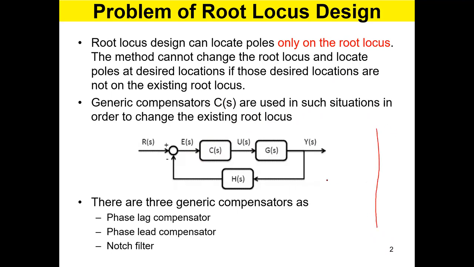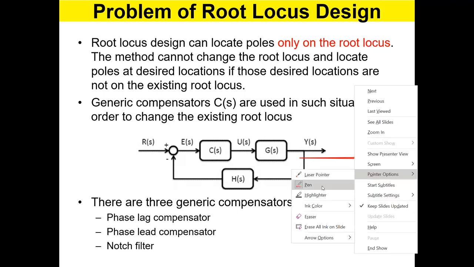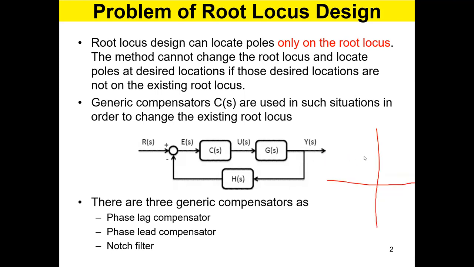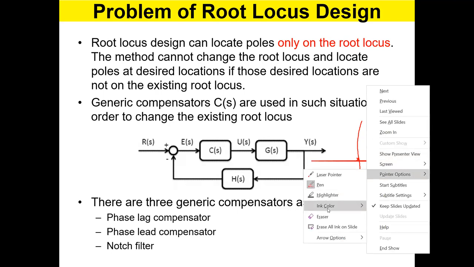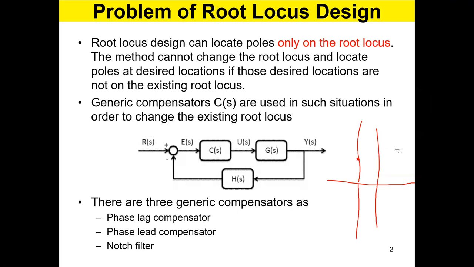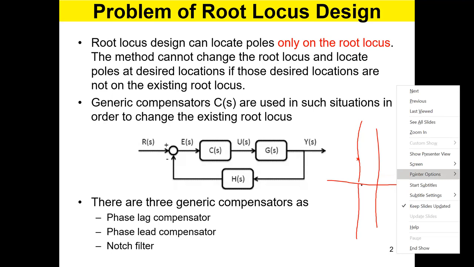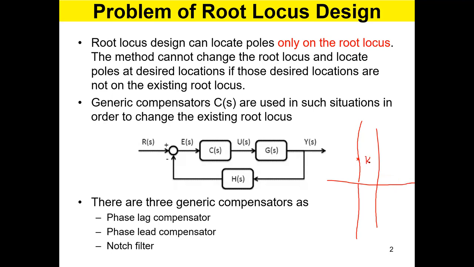So let's say this is your pole plane, right? And let's say you have one pole here, right? And the root locus is like this, right? The other one is like this. So then you are done. You just need to figure out, okay, what is my K which brings the pole to this point? Right? What is my K to bring the pole here?